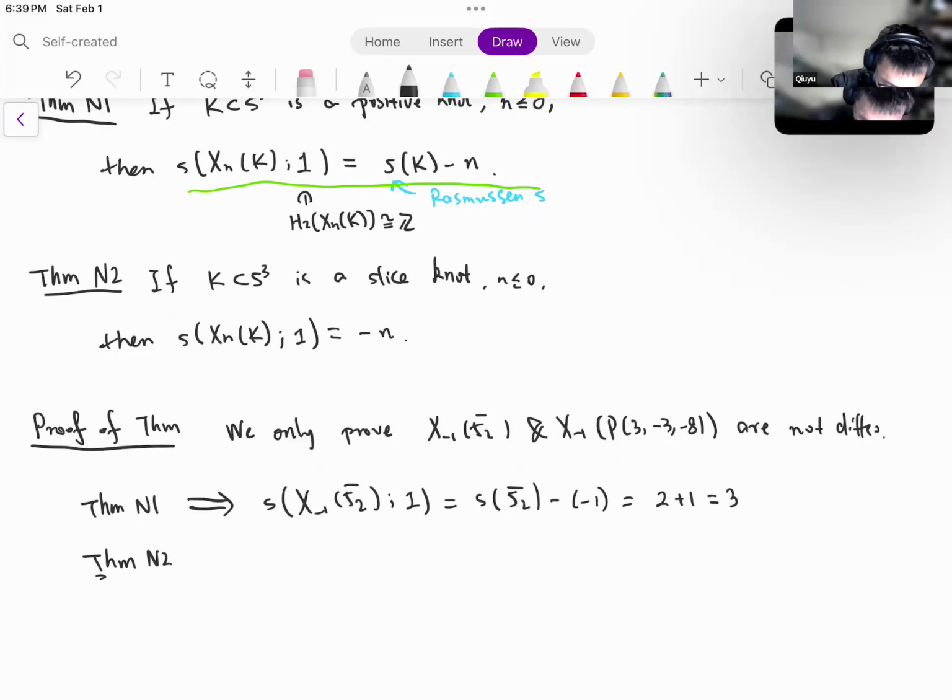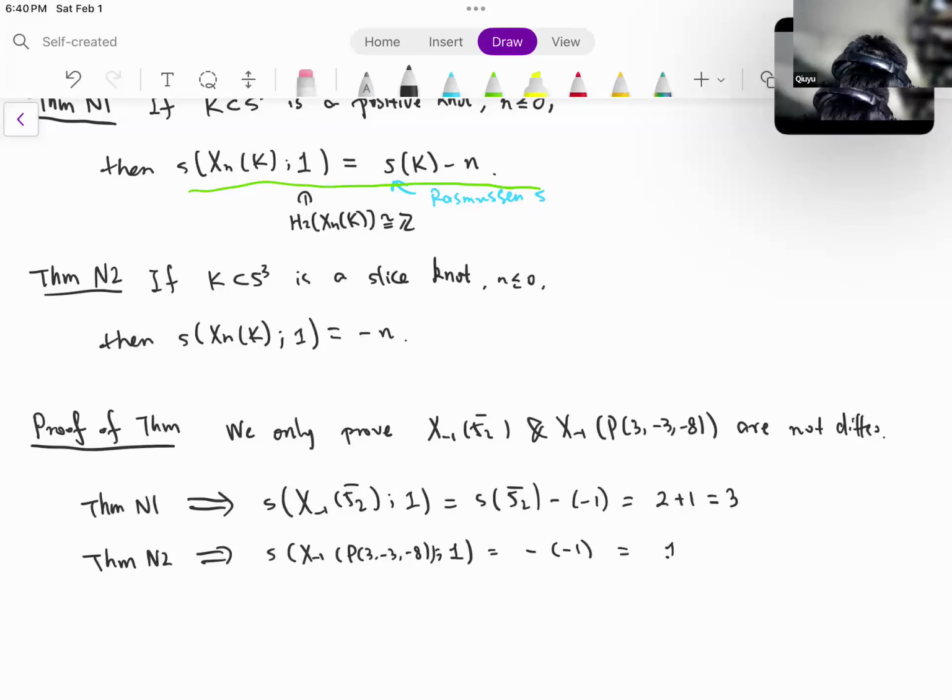While on the other hand, theorem N2 tells us that the same thing for the second manifold is simply negative the framing, which is +1, and those two s-invariants are different.